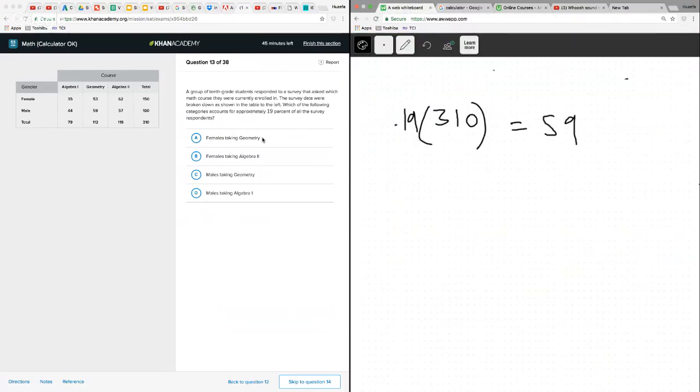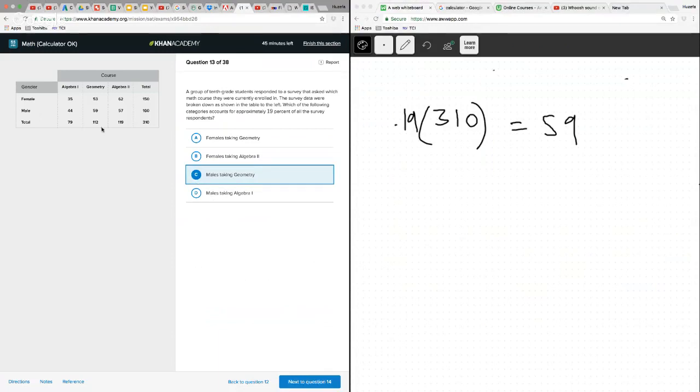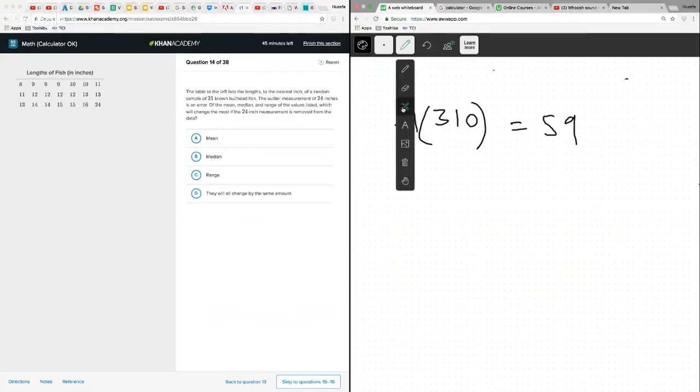Let's look. Females taking geometry, no, it's close. Females taking algebra 2, no, but it's close. Males taking geometry, that looks good, so I'm going to circle it. Let's just look at males taking algebra 1, it's 44, it's not good, so that's good. I hope that made sense. I went a little fast, but I hope that made sense.